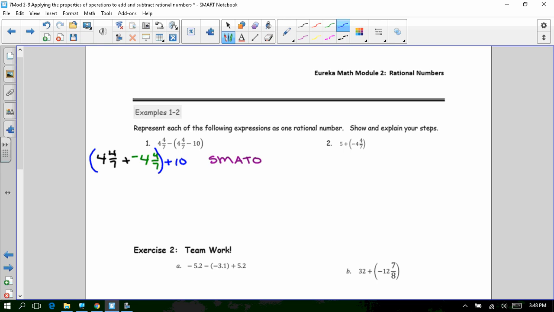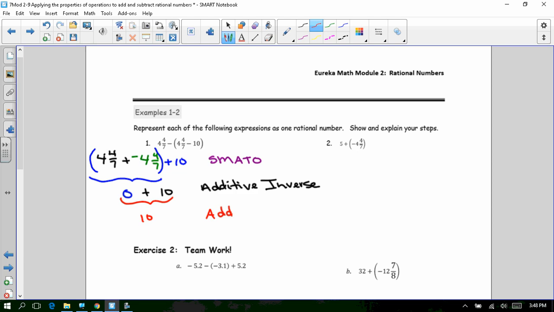I also know that those two numbers are additive inverses. So if I add these two additive inverses, they become 0. 0 plus 10. They were additive inverses, so I'm just going to cross those out. Basically, they become 0. And then I do the easy part. What's 0 plus 10? It's 10. Just add. Done. Piece of cake, right?